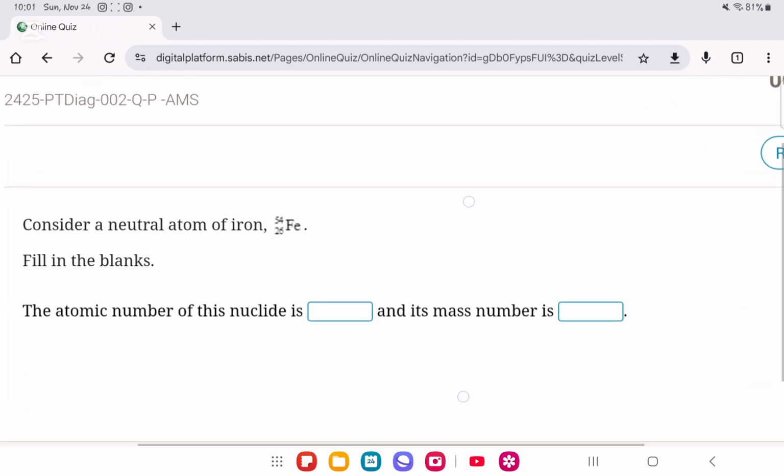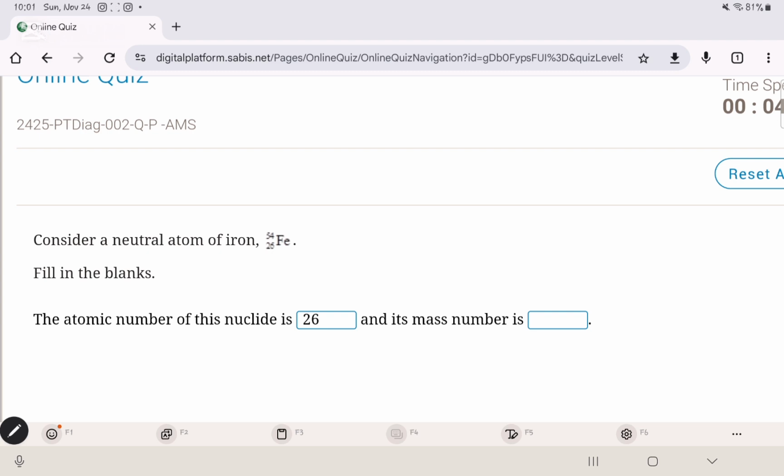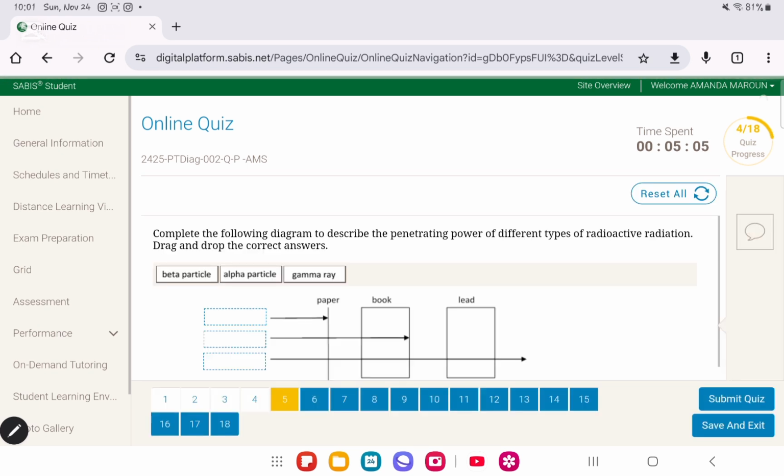They need the atomic number of this nuclide. Very simply, the number down is the atomic number, so it is 26. And the mass number is always the number up, so 54. So that is it for question number 4.